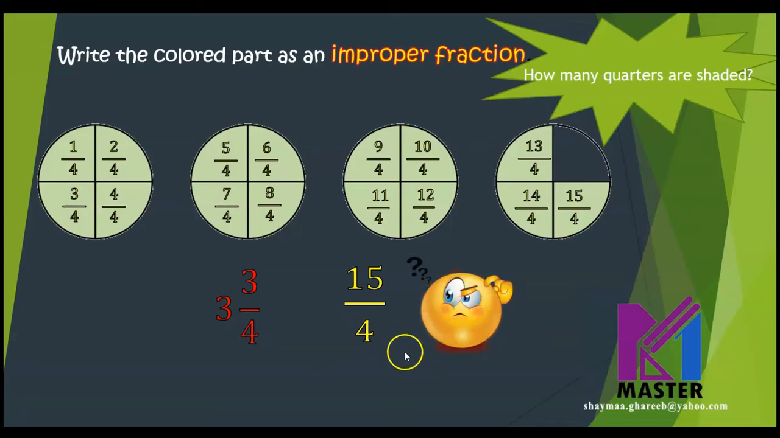What do you notice here? Look at these two numbers. This is a mixed number and it's equal to this improper fraction. What do you notice? They both have the same denominator. The denominator here is 4 and the denominator here is 4. So when we change a mixed number into an improper fraction, or from an improper fraction to a mixed number, they both must have the same denominator. Please remember this because it's really, really important. Okay? Now let's go to the next example.